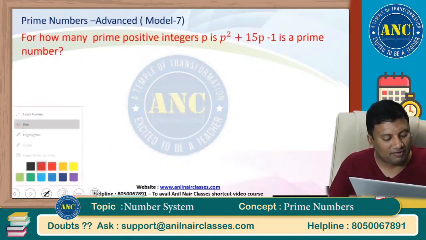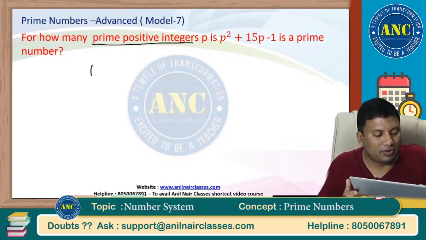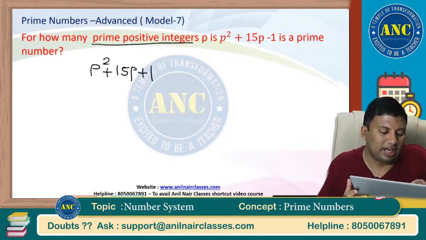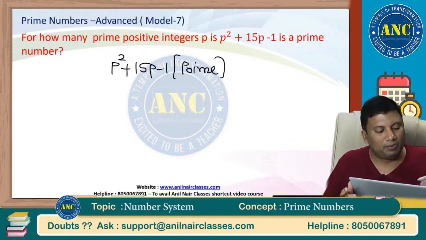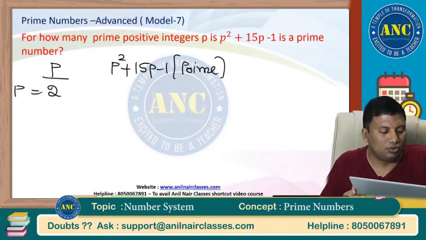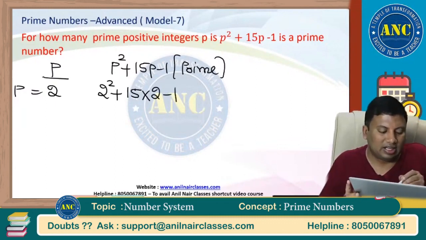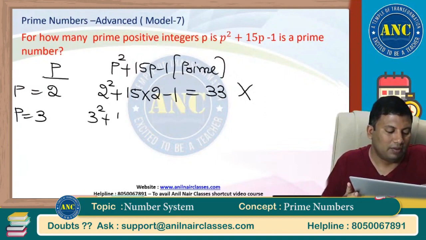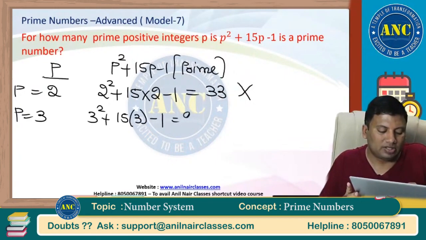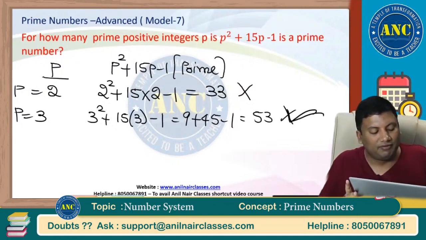Next one. Another question. For how many prime positive integers, anyway a prime integer will be positive, is p square plus 15p minus 1, this quadratic expression, a prime number? This should result in a prime number. If p equivalent to 2, this becomes 2 square plus 15 into 2 minus 1: 4 plus 30 is 34, minus 1 is 33. 33 is a composite number. If p equivalent to 3, 3 square plus 15 into 3 minus 1: 9 plus 45 minus 1, 54 minus 1, 53. It is a prime number.